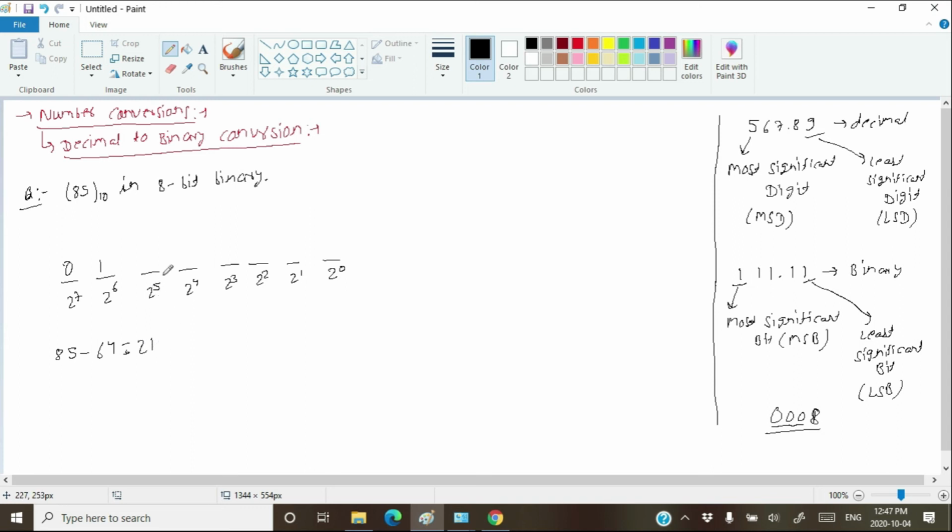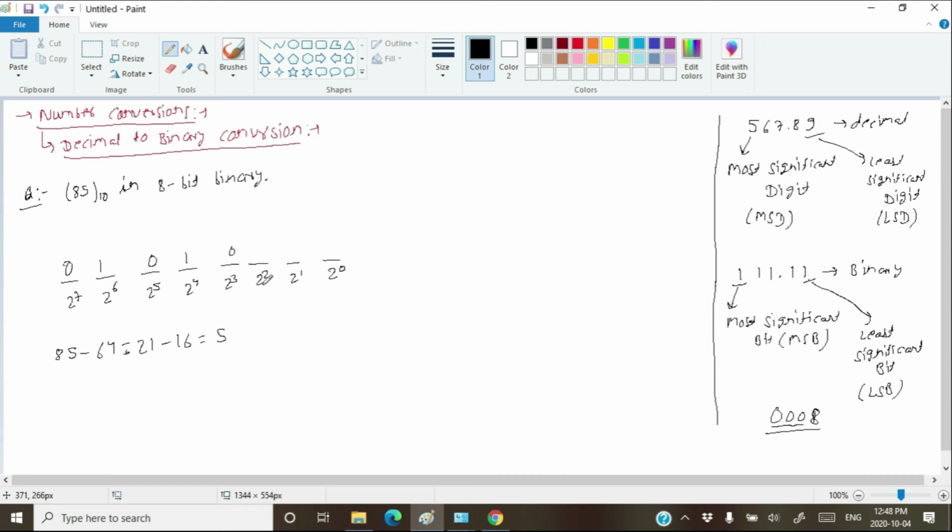Can I include 2 to the power 5, that means 32, in my binary? No, you cannot do. 32 is more than 21. Can I include 2 to the power 4, that means 16, in my binary? Yes, you can do. 16 is less than 21. And you can include it. Now you have the remaining number 5. Can I include 2 to the power 3, that means 8, in my binary? No, you cannot do. Because 8 is more than 5.